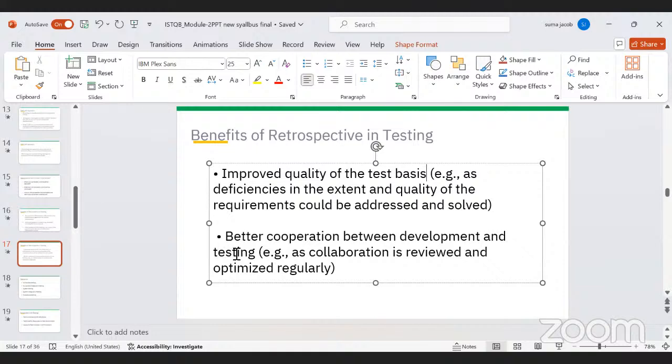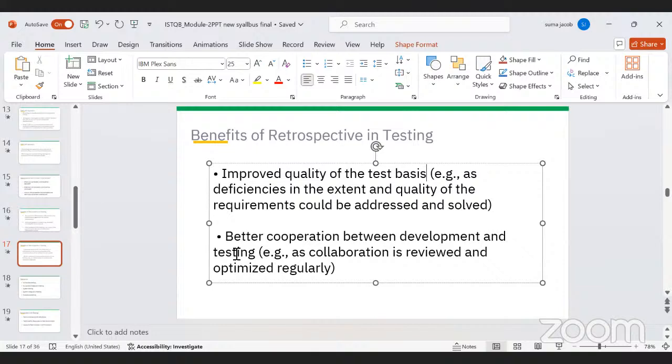Regularly reviewing and optimizing the collaboration between the development and testing team in retrospectives can improve the cooperation and alignment. For example, the development and testing team come together as a team and discuss all the challenges they faced in collaboration, or any other work that is being included, or agree on any communication channel.